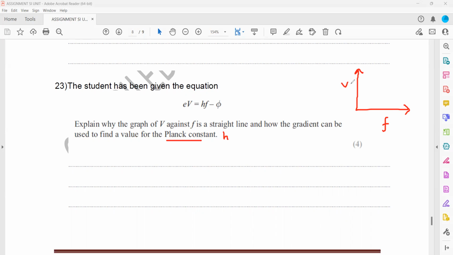So if we want to plot a graph between V and F, it means the quantity which we plot on the y-axis should be separate because we want to compare with the equation of a straight line, y equals mx plus c. So we have to rearrange this equation so that what we plot on the y-axis is separate from the others. So EV equals HF minus phi. E is multiplied here, so on the other side it will be divided. So V is equals to HF divided by E minus phi divided by E.